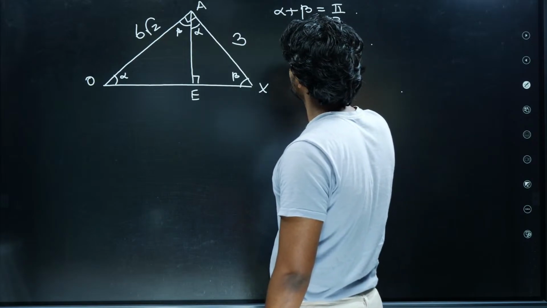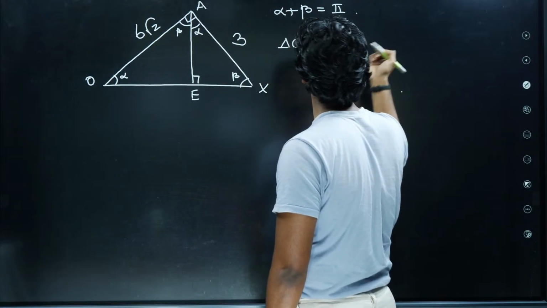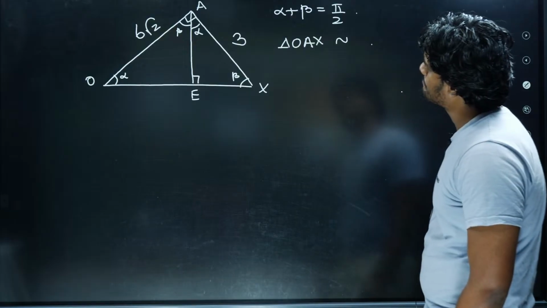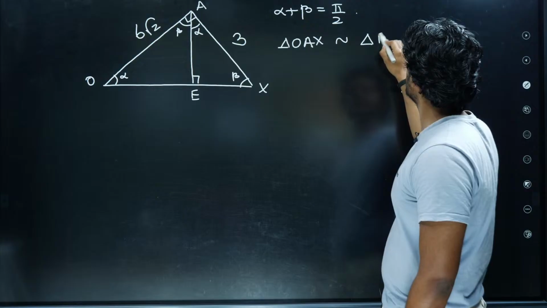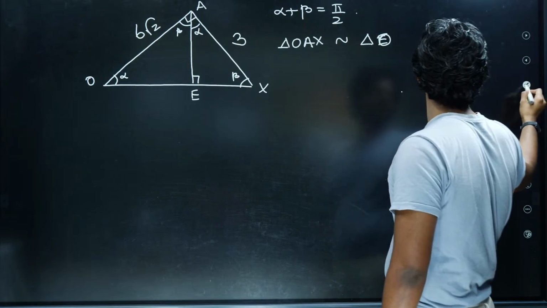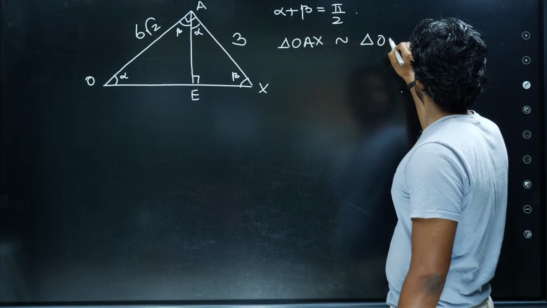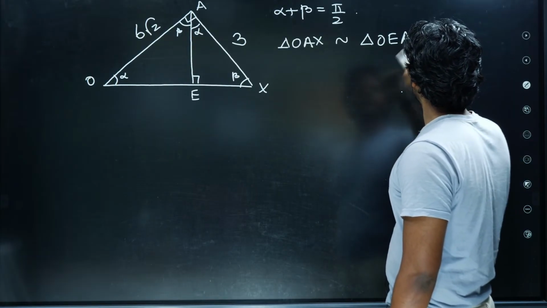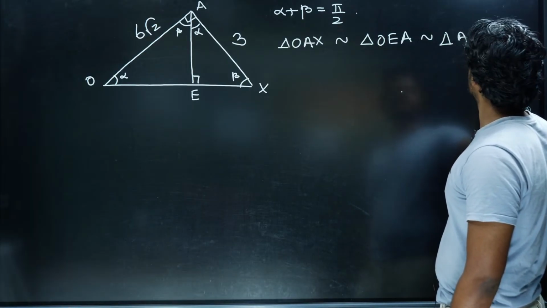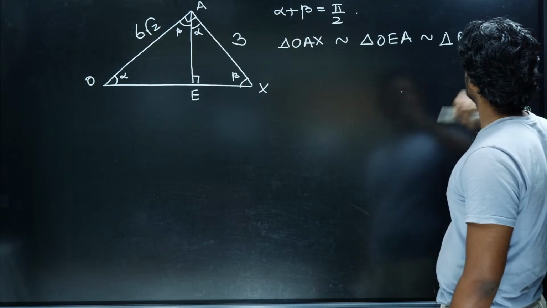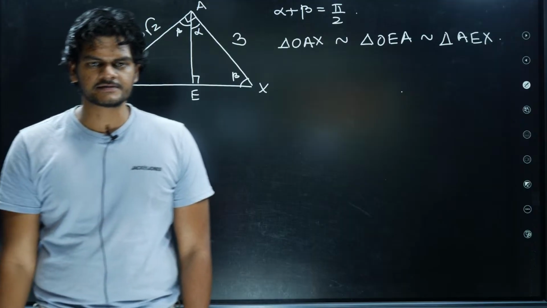I will have, of course, OAX. Triangle OAX is similar to triangle OEA, and that is similar to triangle AEX, right? So we have three similar triangles in this.